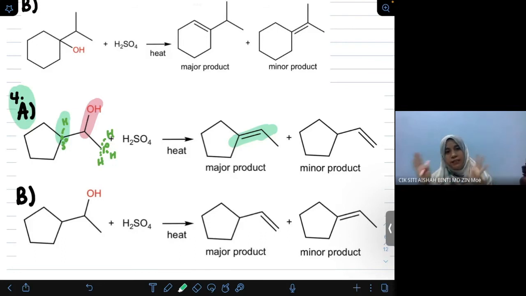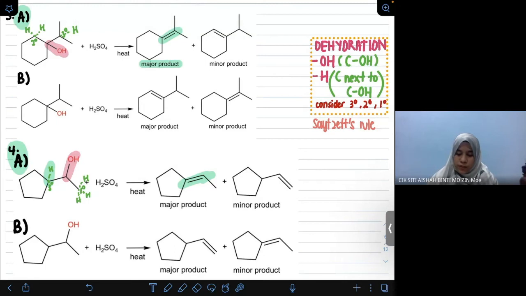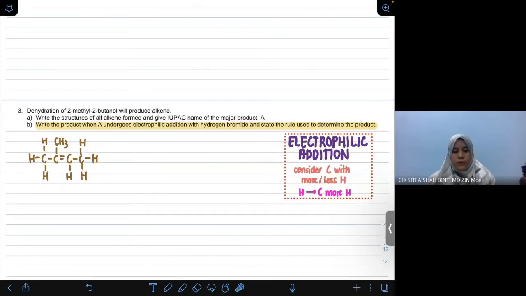Memang kanan dengan kiri dia. Sebab kalau if it does not ask you for the mechanism, tak adalah rearrangement. Tapi yang ini dia quite straightforward. So that is actually the question for the dehydration. Dehydration ni will follow the Saytzeff's rule. Okay. So next question kita tengok the same question 3.